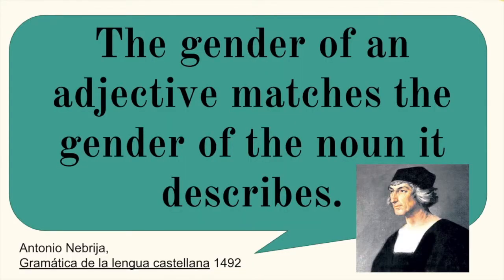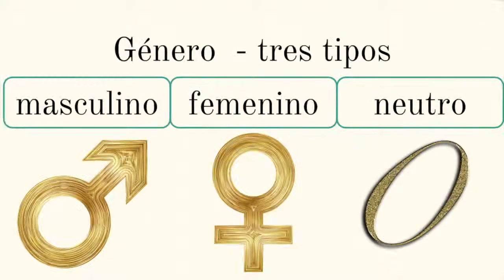Okay, so in 1492, the very first Gramática de la Lengua Castellana was published by Antonio Nebrija. Okay, so the very first book talking about Spanish grammar and formalizing Spanish grammar. And one of the things that Nebrija established was that the gender of an adjective matches the gender of the noun it describes. Okay, so here is where gender is formally introduced.